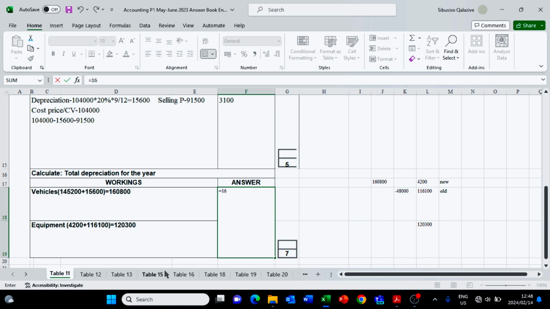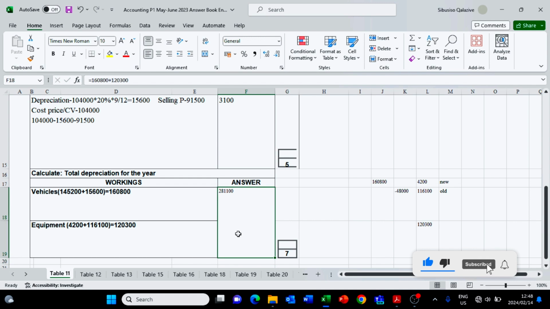So our final answer, we have to add these two together. We're going to say 160,800 plus the 120,300, which is then going to give us 281,100. I hope we're together on that one. This is our final answer.